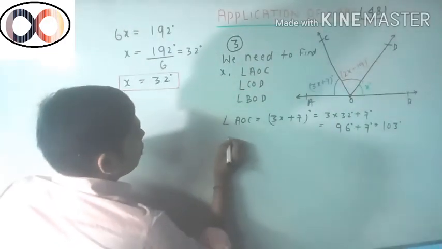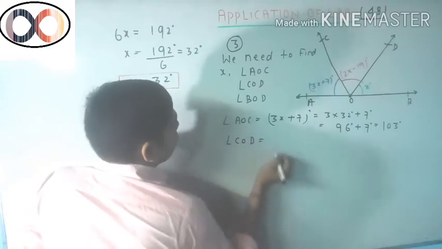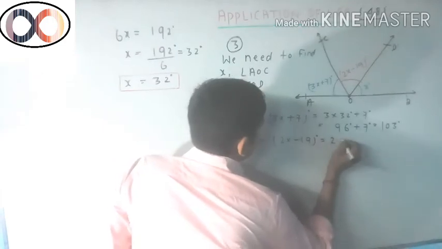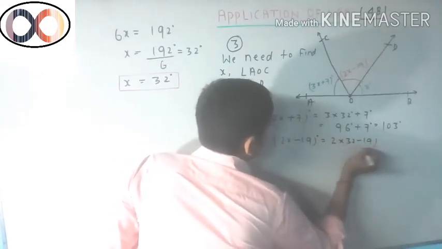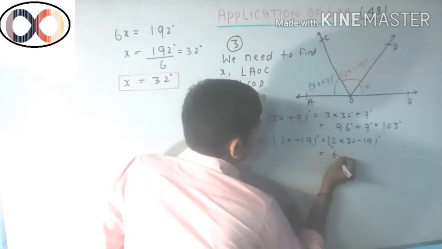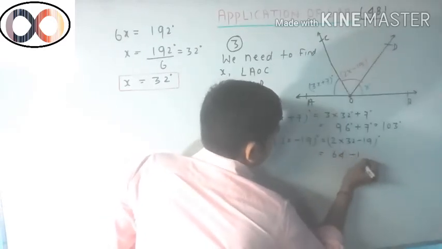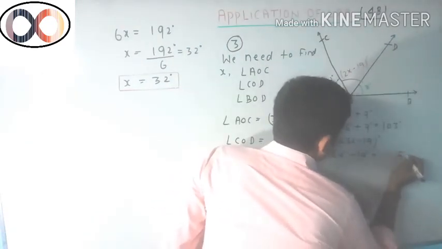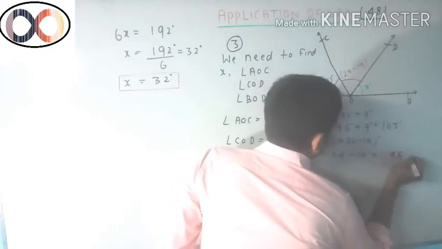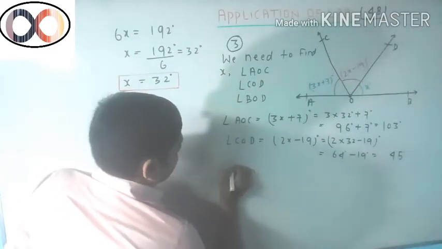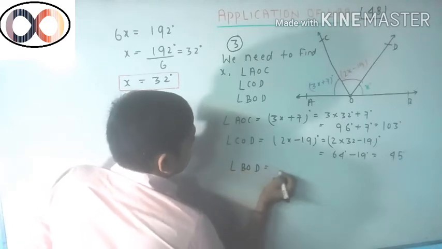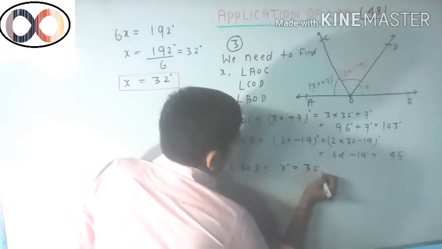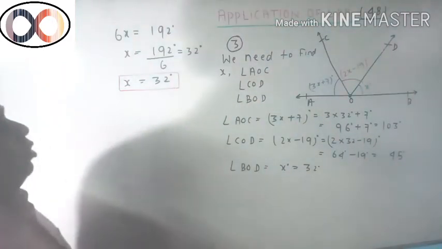And the value of COD equals to 2x minus 19 degree, means 2 into 32 minus 19 degree. So here is 64 minus 19, that is 45 degree. And angle BOD, that is x degree, okay. This means the value of x is 32. So that is the answer for question number 3.